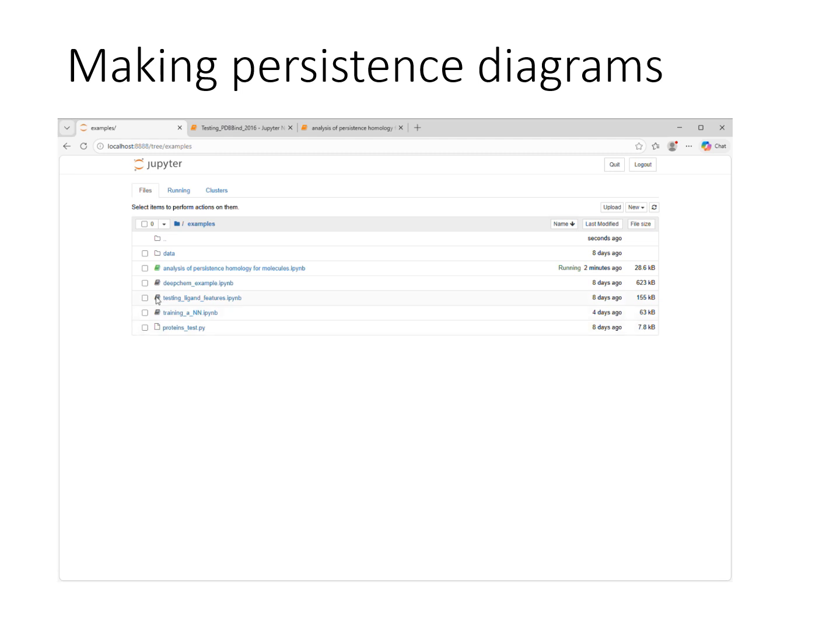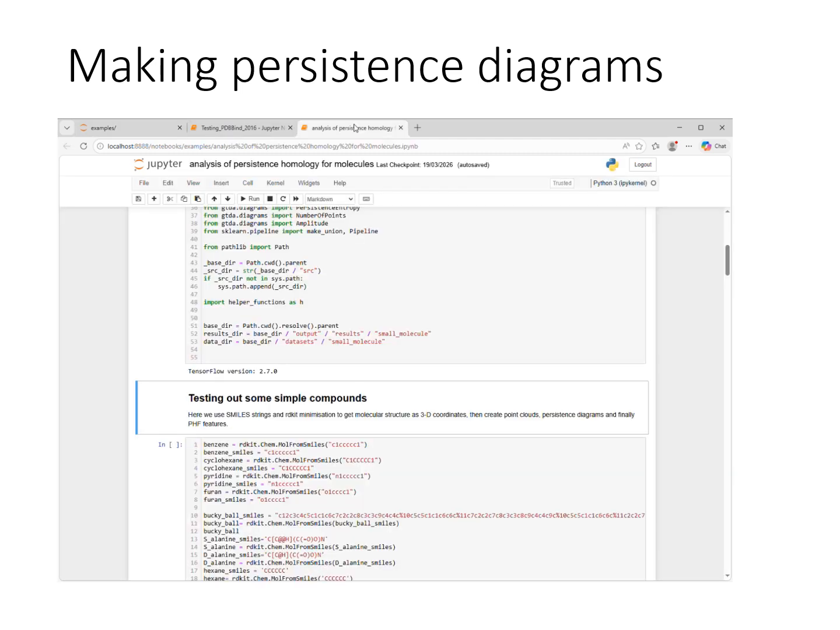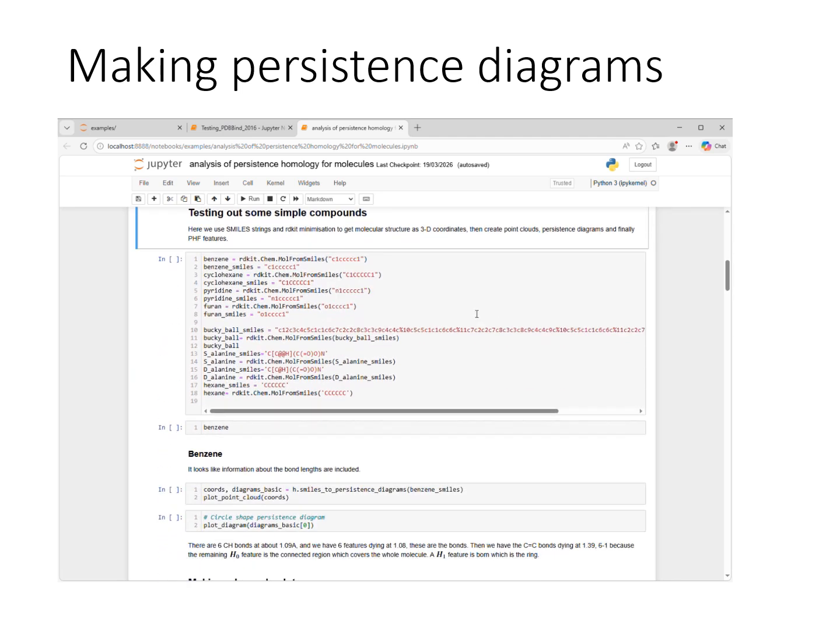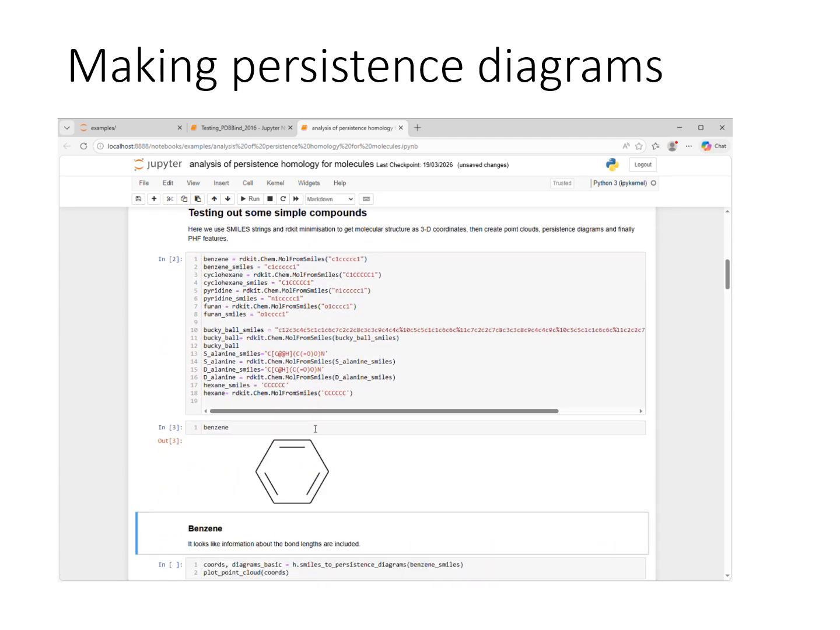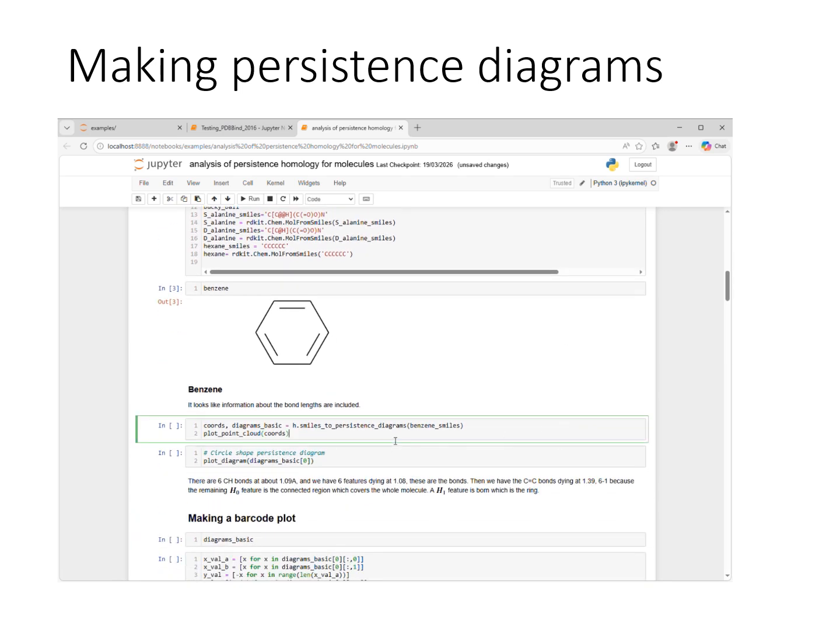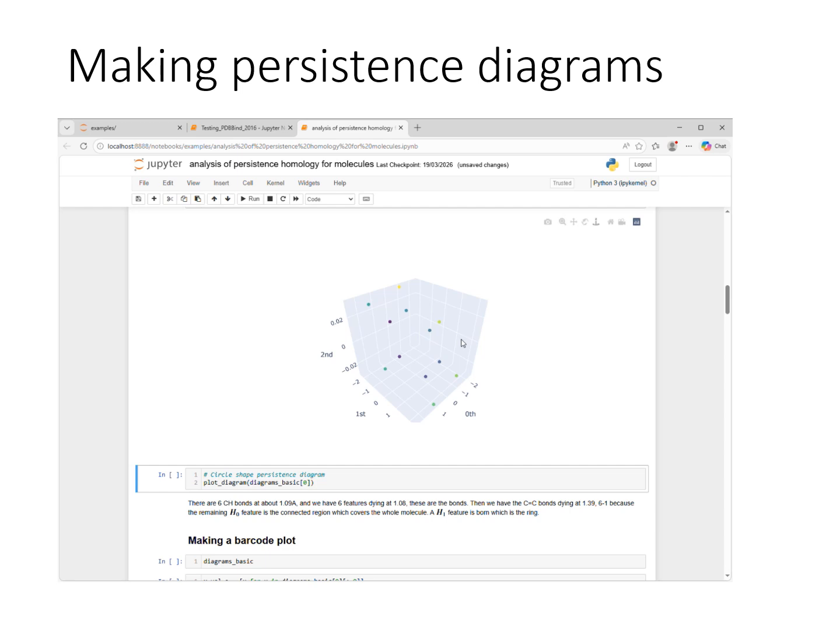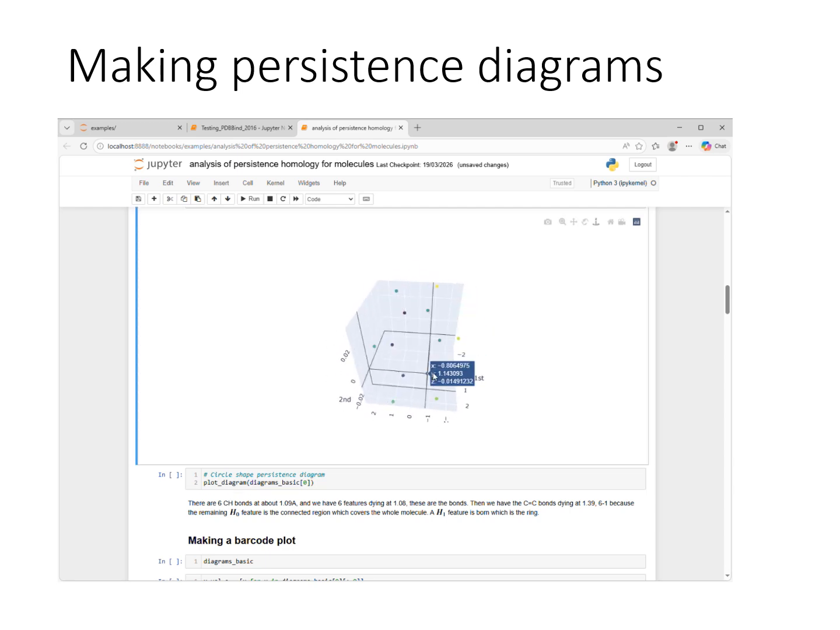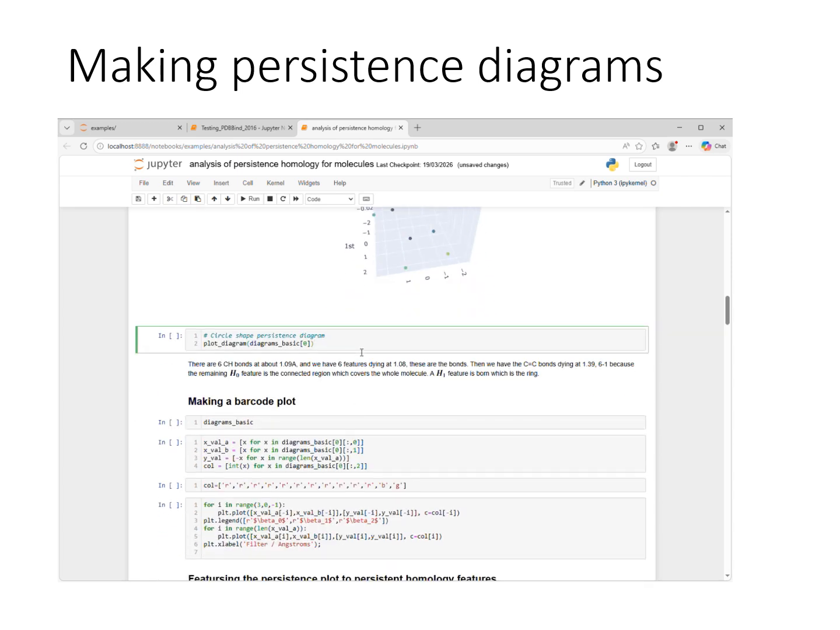Our first example is the analysis of persistent homology for molecules notebook, which will make some of these concepts clear. So we have some SMILES strings, which are these data here, and we're going to look at benzene. This is the molecule. The first thing we do is we make a point cloud of benzene structure, and here it is. So you can see there is a loop here, a hole in the middle of benzene, and it's relatively flat. Then we make a persistence diagram.